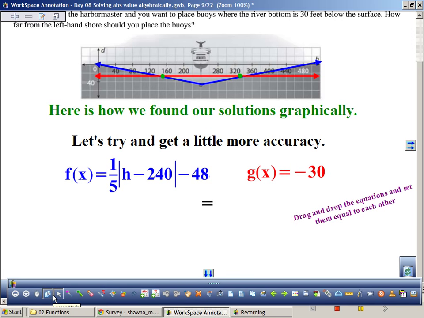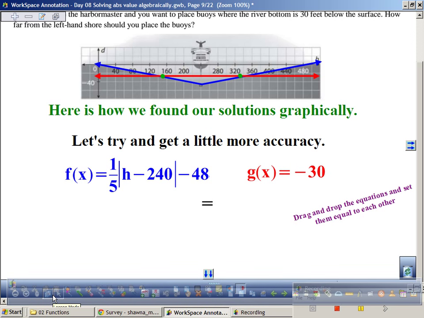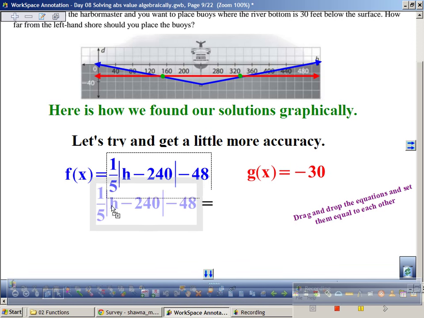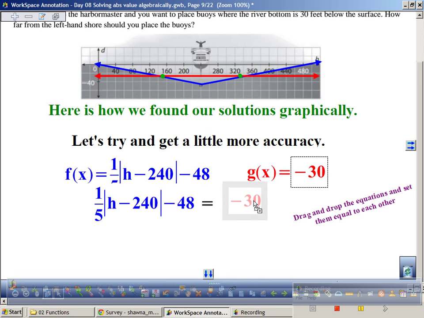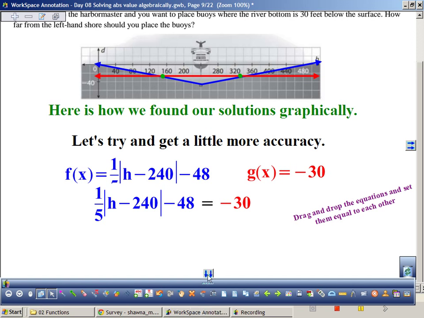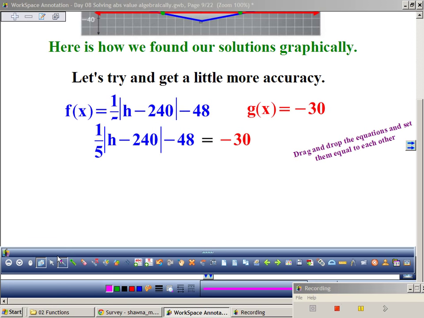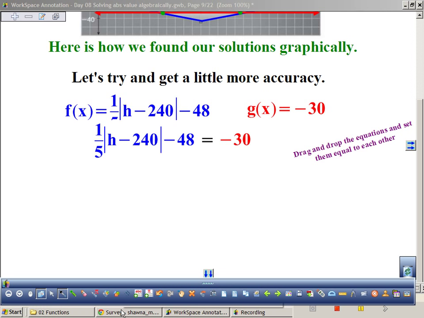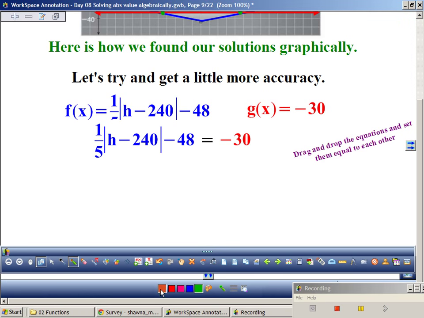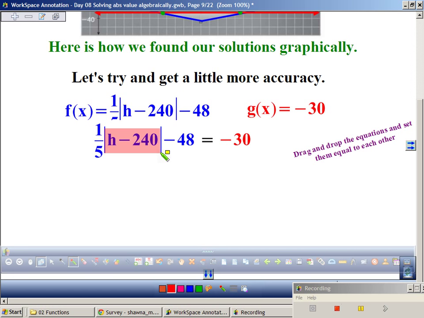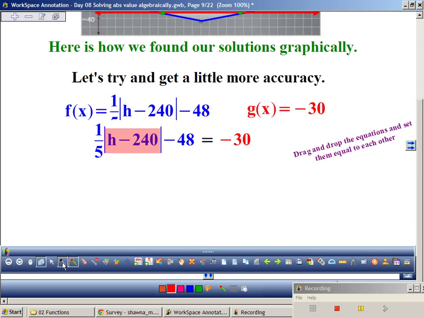So the first thing I'm going to do is, instead of having it split into two different functions, put it back into one equation. Okay? Next I'm going to isolate H. I can't do anything inside of those grouping symbols, which are absolute value symbols, until I get everything away from H in those absolute value symbols.